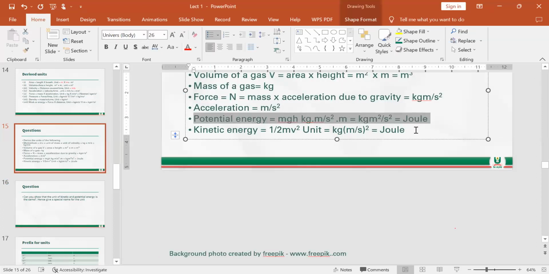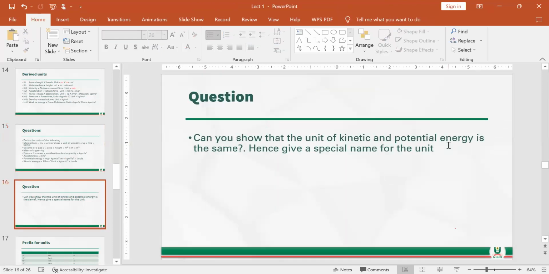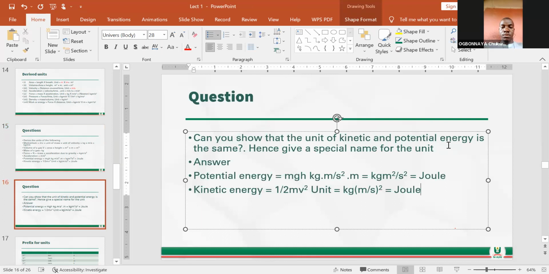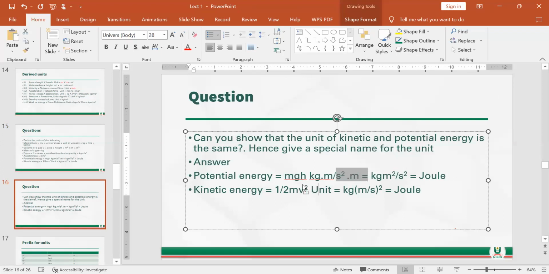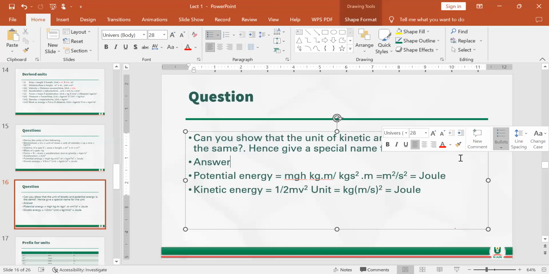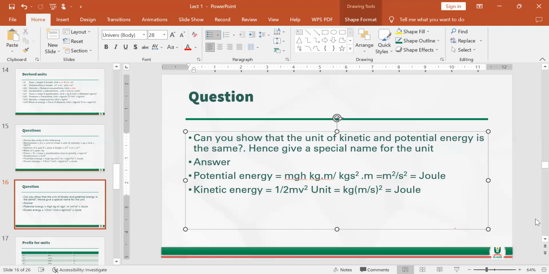So we have the potential energy. If you look at the definition of potential energy, you see mgh. The unit of m is kg. The unit of g, acceleration due to gravity, is m per s squared. Then multiply by the unit of height, which is m. The unit of kinetic energy is half mv squared. You find out the unit is the same thing there. So that unit is given a special name called Joule.